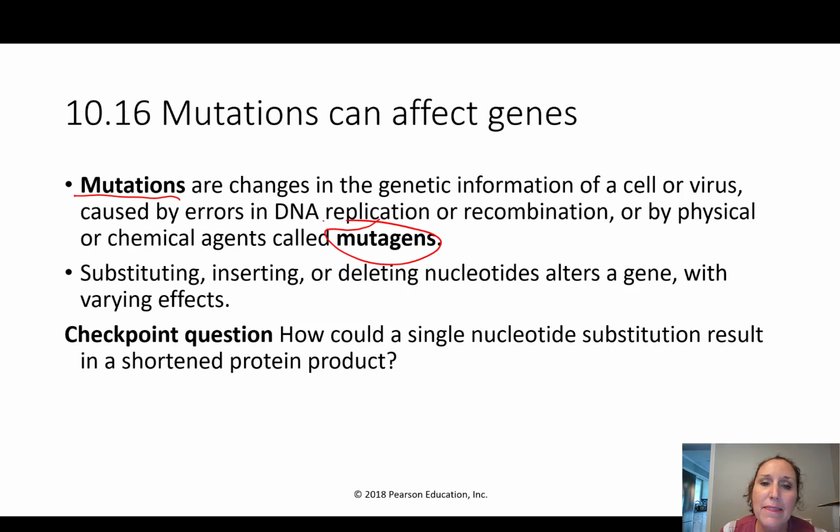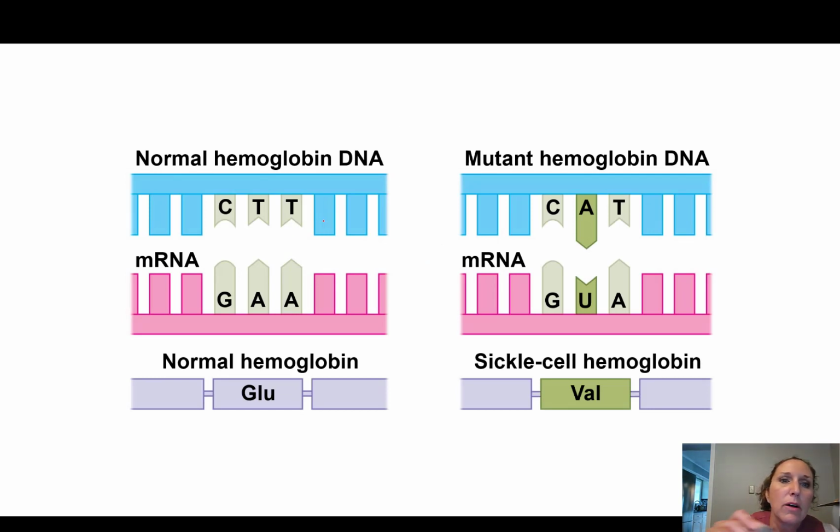Okay. So we're going to look at the different types of mutations. But first of all, why is just changing one little nucleotide a big deal? Well, hemoglobin is the protein in your blood that carries oxygen, and normal hemoglobin has the DNA sequence of CTT, which transcribes to GAA. GAA translates to a protein called glutamine.